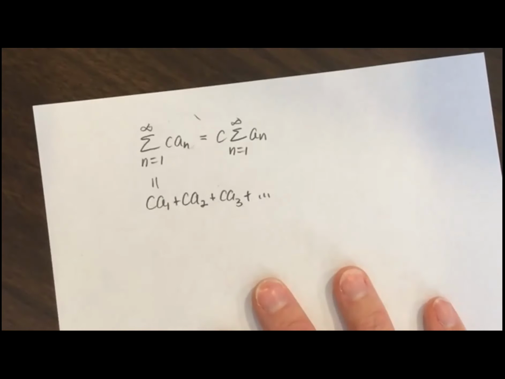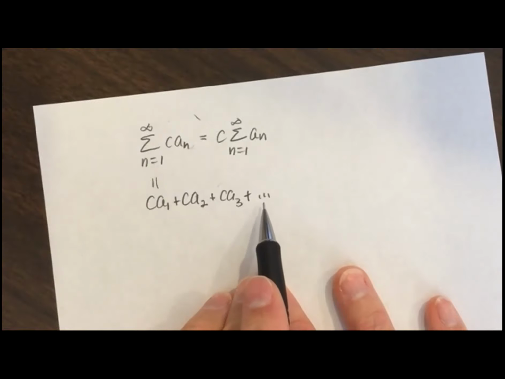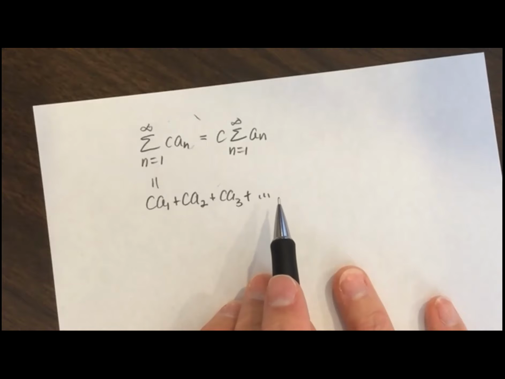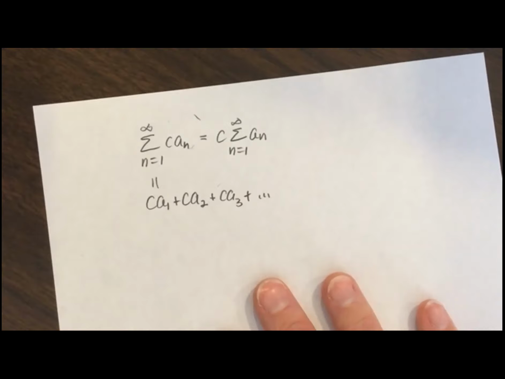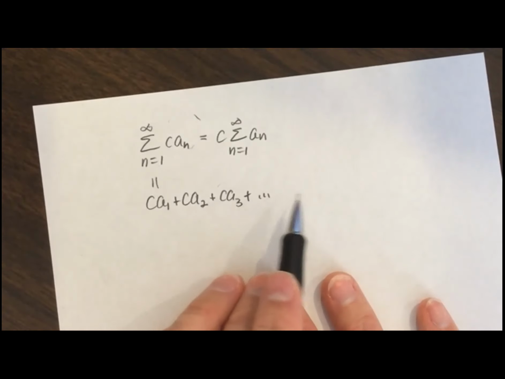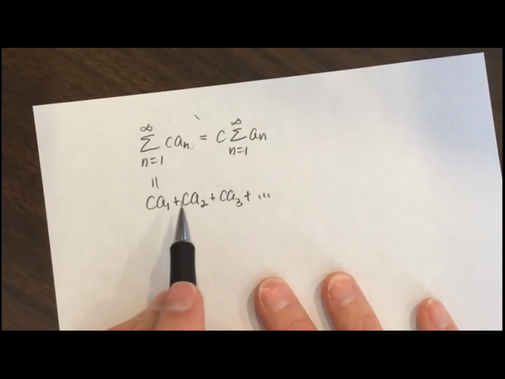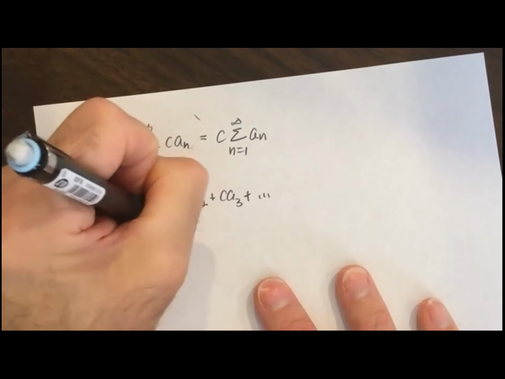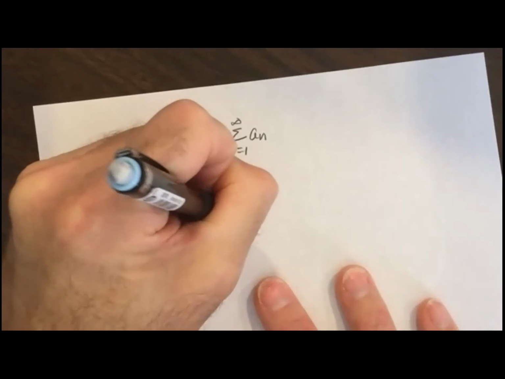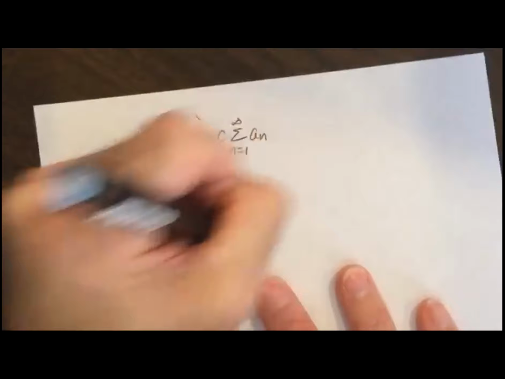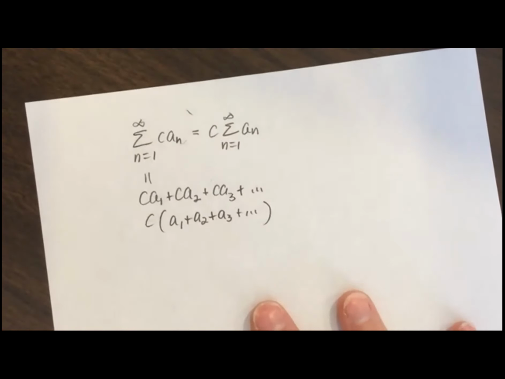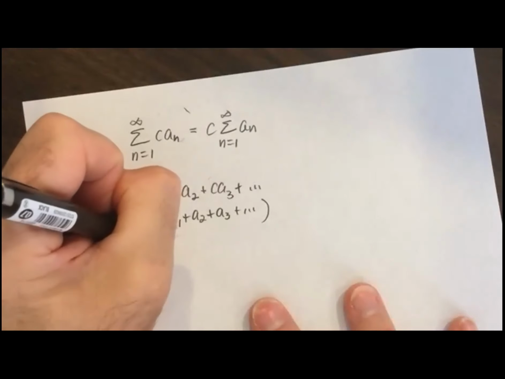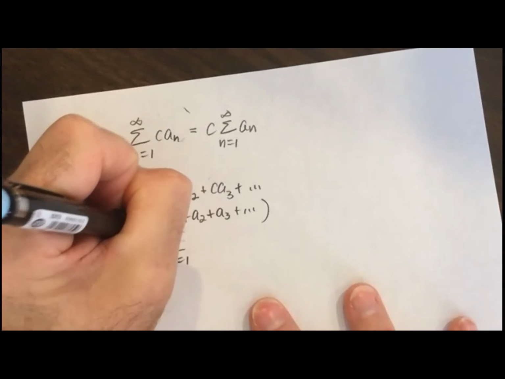Now that's the weird part, I guess, because I'm going to have to learn how to deal with something that goes on forever. And it takes a little while to do that. We're just scratching the surface now, getting some experience. But like I said, you can spend a whole semester just dealing with these things. It looks to me like every one of these terms has a C in it. So it looks like I could factor the C out of all of them. In which case I get what's on the right-hand side, C times the sum, n equals 1 to infinity, of a sub n.